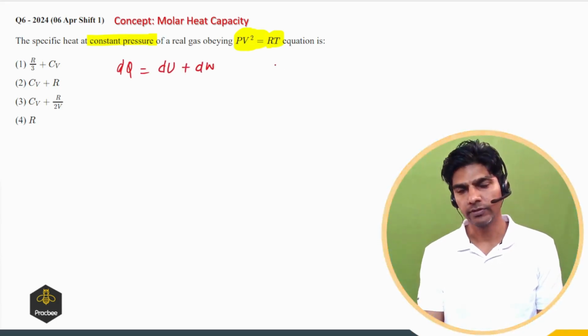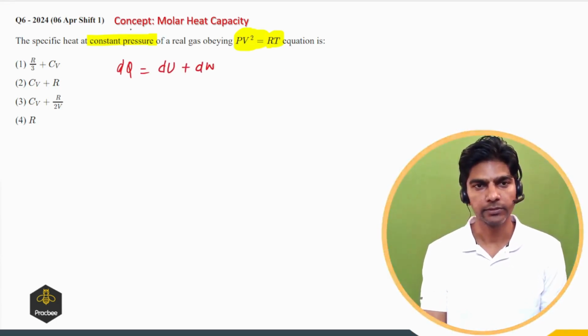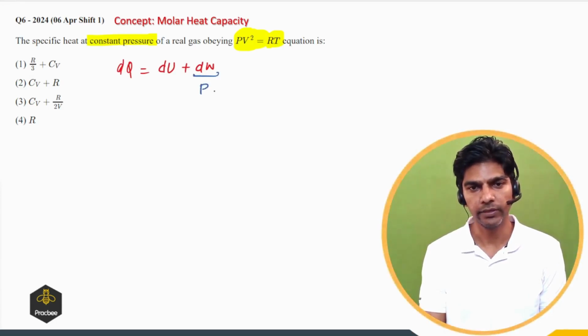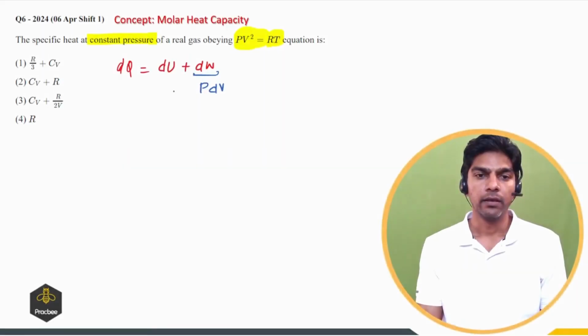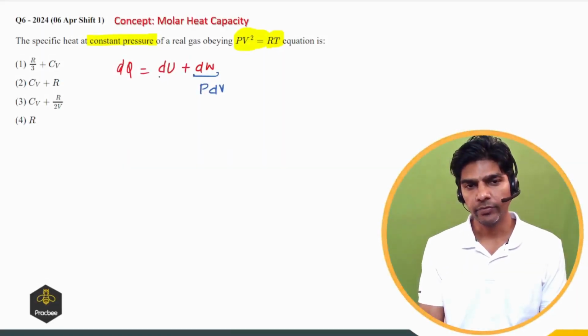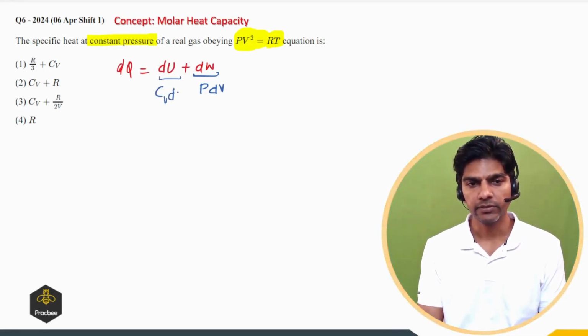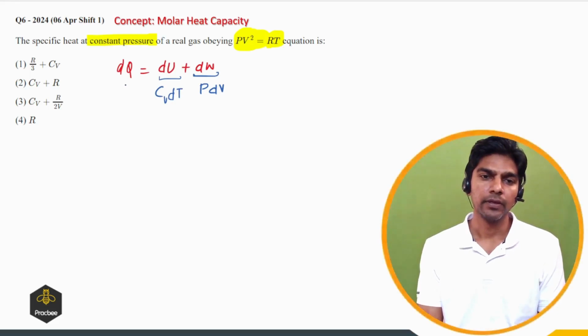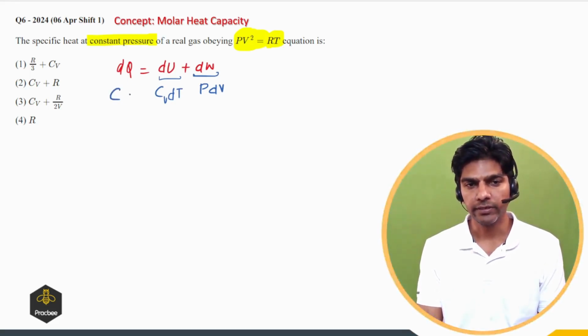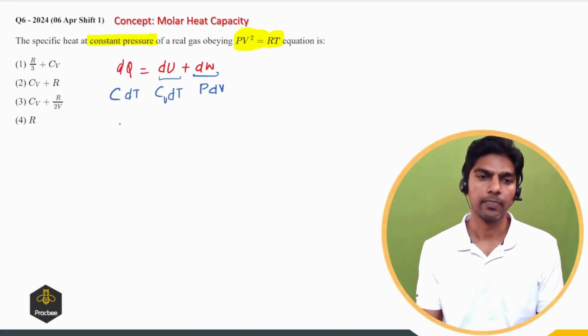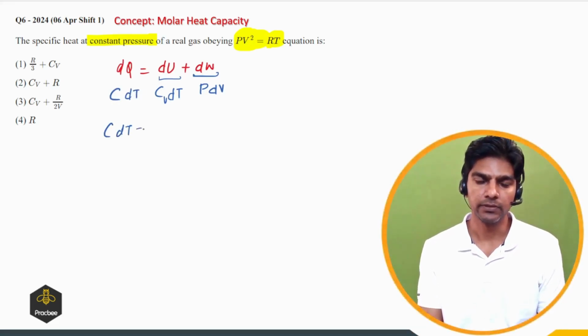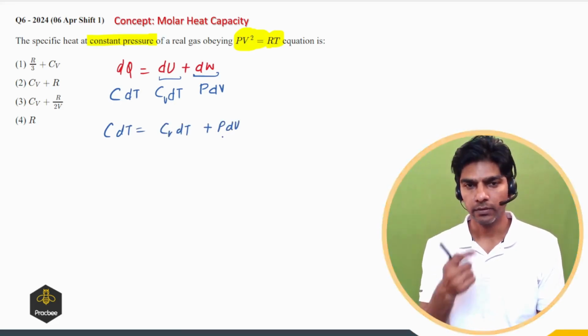And in case of a constant pressure, work done can be written as P dV. And the change in internal energy can be written as CV times dT, and dQ can be written as C times dT. Right, so from this equation, we can say C dT equals CV dT plus P dV, right?